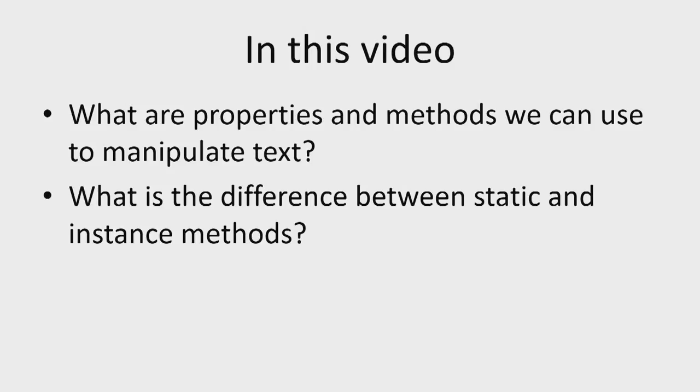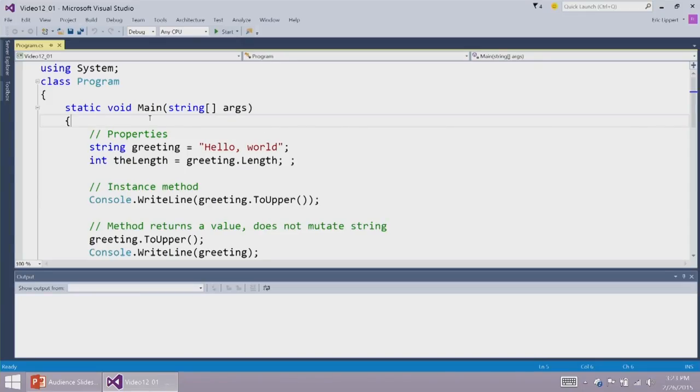In this video, which is part 2 of our 2-part series on the fundamentals of manipulating text in C#, we're going to look at the properties and methods of strings that we can use to manipulate text. We're also going to talk about what's the difference between a static method and an instance method. So once again, I've created a Visual Studio project with a bunch of code in it, and we'll just step right into it, see how it works.